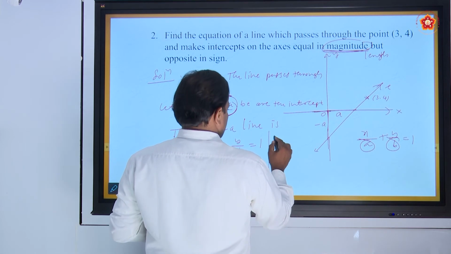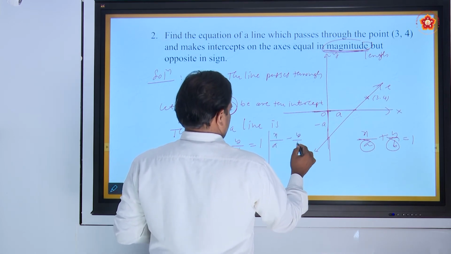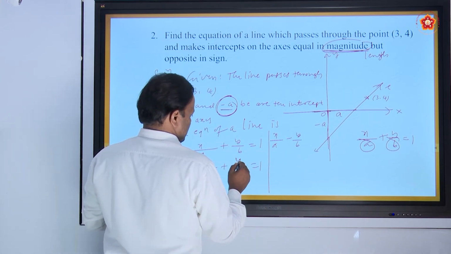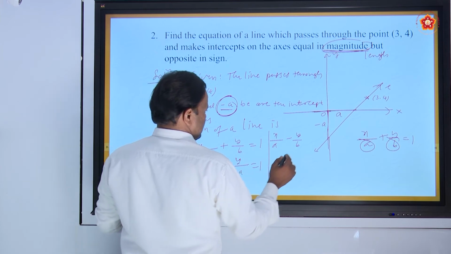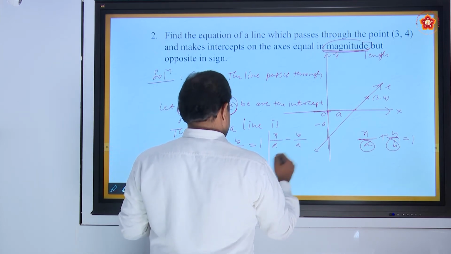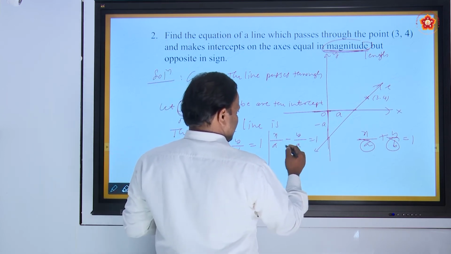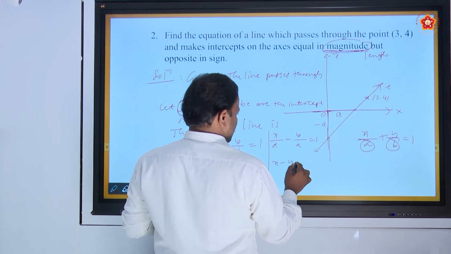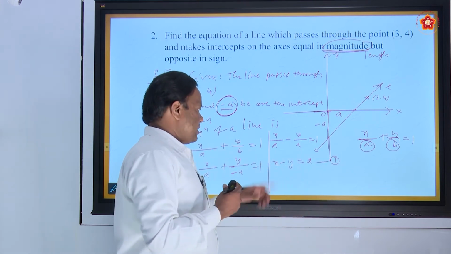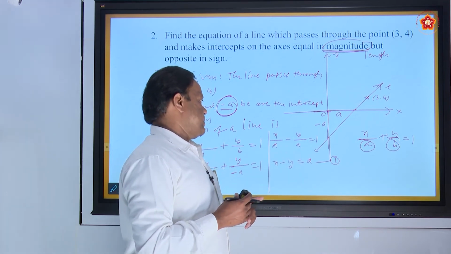Observe here: x by a plus of minus, minus y by b, y by minus a, this is minus y by a. Minus times minus equals plus, equal to 1. Take LCM a, and this side becomes x minus y is equal to a. I call this equation number 1. A is the LCM, take a on the RHS, a into 1 is a: x minus y is equal to a.